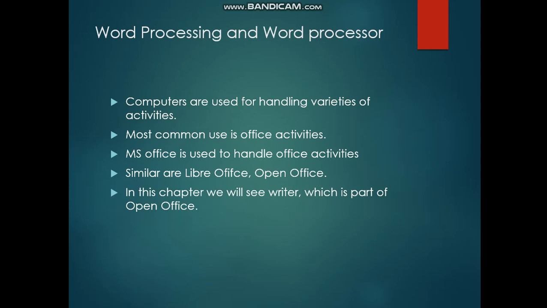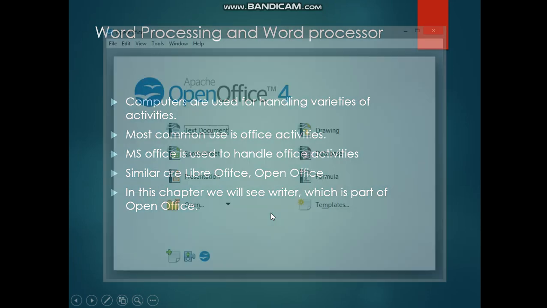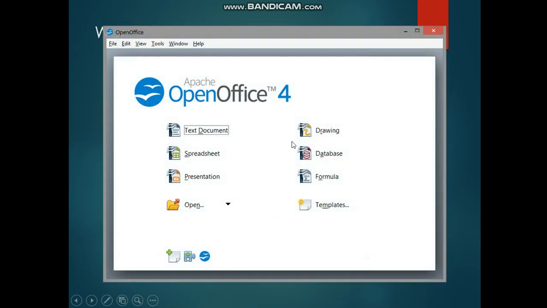In this chapter, we will see Writer. Writer is a part of the OpenOffice package. Like Microsoft Word is for Microsoft Office, Writer is for OpenOffice. OpenOffice is a package and you can see the list of what it contains. Text document means Writer.